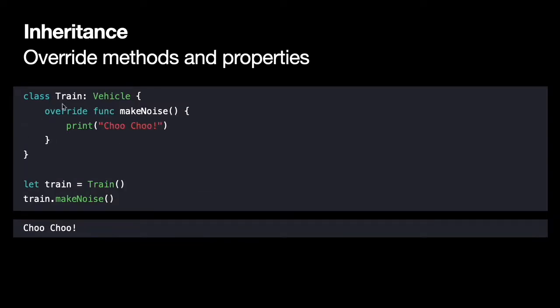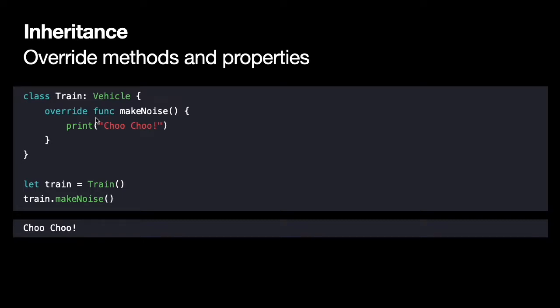Here we create Train, which is a subclass of Vehicle. We override the Vehicle function makeNoise with our own implementation. When we do that, we must include the override keyword. Otherwise, the compiler would complain because it would think we are accidentally overriding something and it doesn't want us to do it unintentionally. This is an example of how Swift tries to keep us safe by preventing us from accidentally overriding a function.